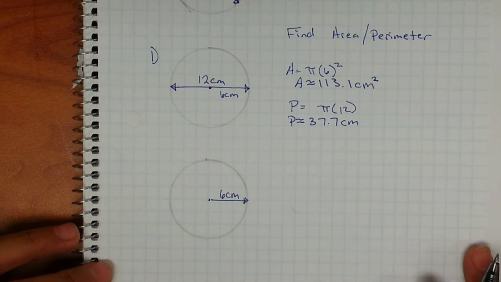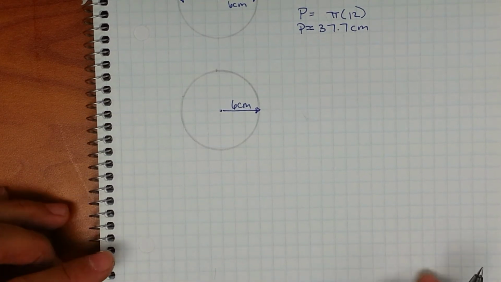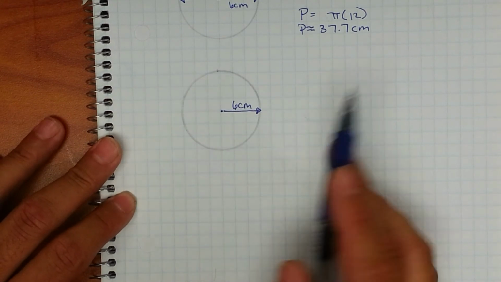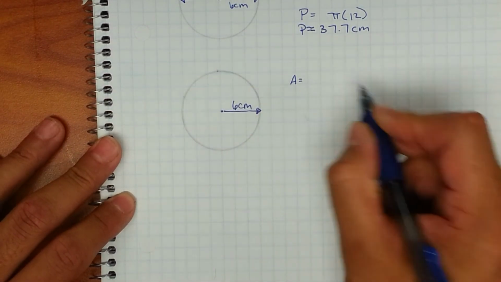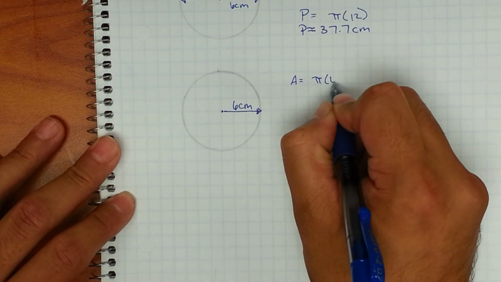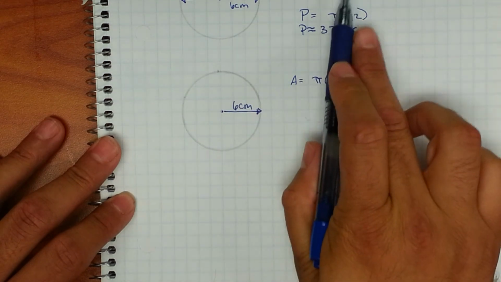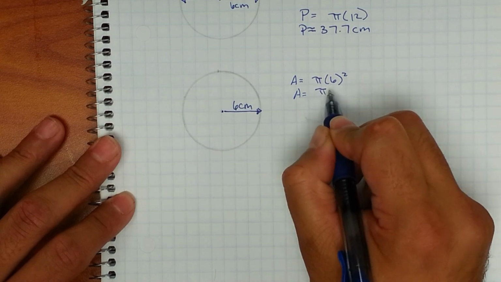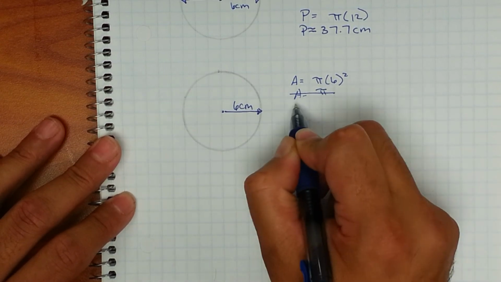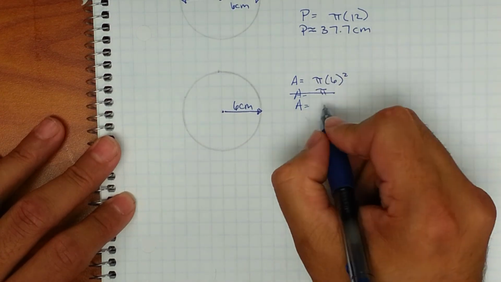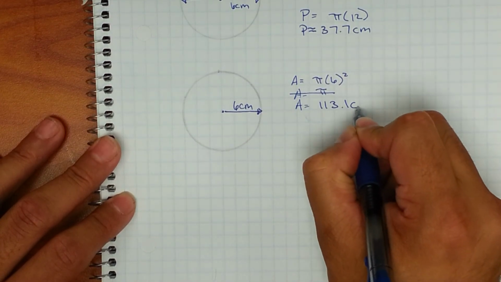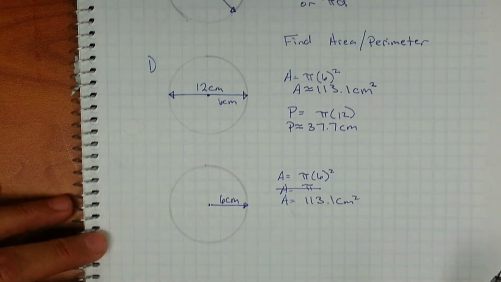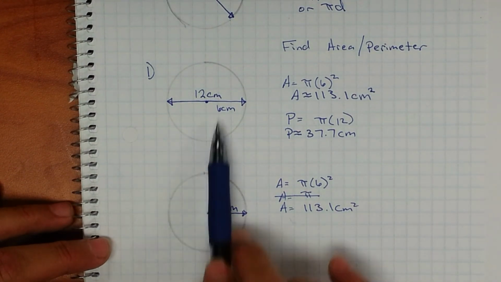Now, let's take a look at this next problem here. So on this next problem, I'm given just the radius here. So let's find the area. It's going to be pi times 6 squared. So now if you notice, it's the same as what my previous one is. So area is equal to 113.1 centimeters square.